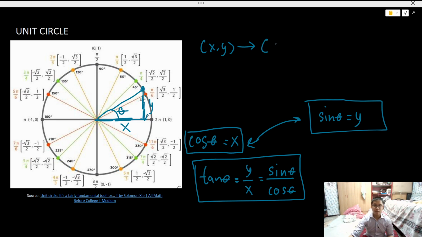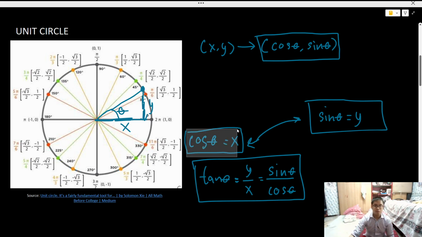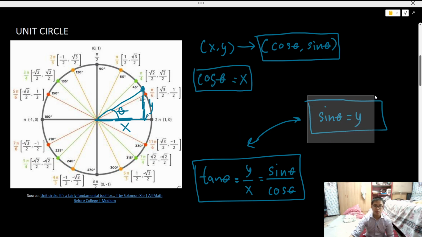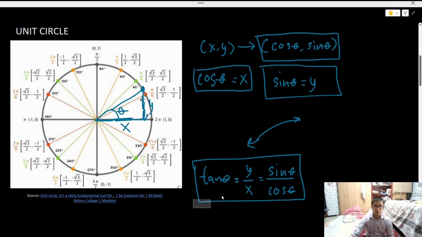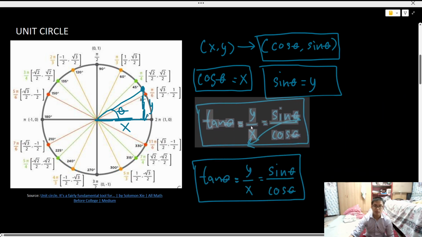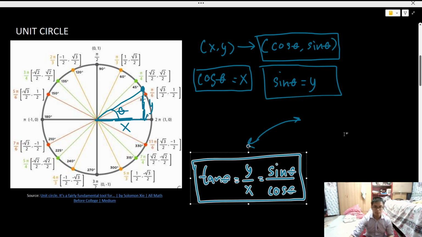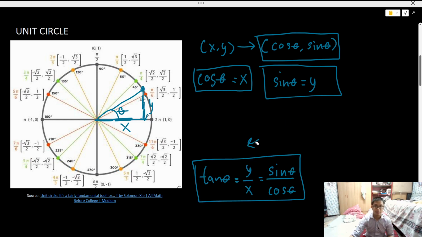So your x is cosine theta, and your y is your sine theta. There we go. So xy is just the same as cosine theta, sine theta. So don't forget this one, okay? This is very important, all right? So far, I understand. No, wait. Let me erase the line here.